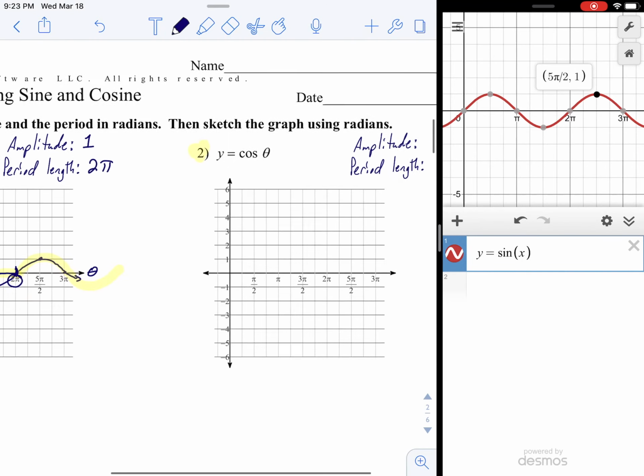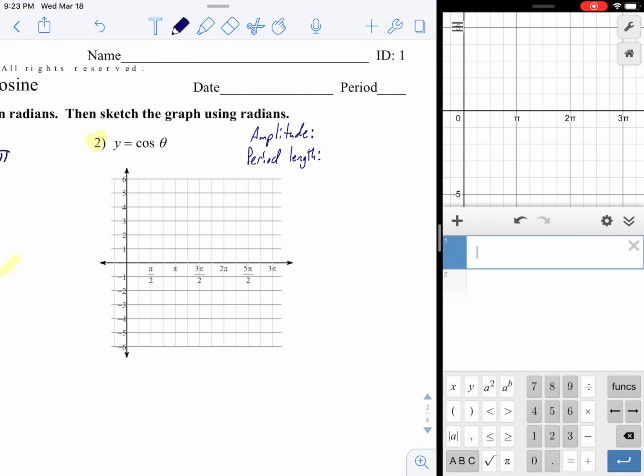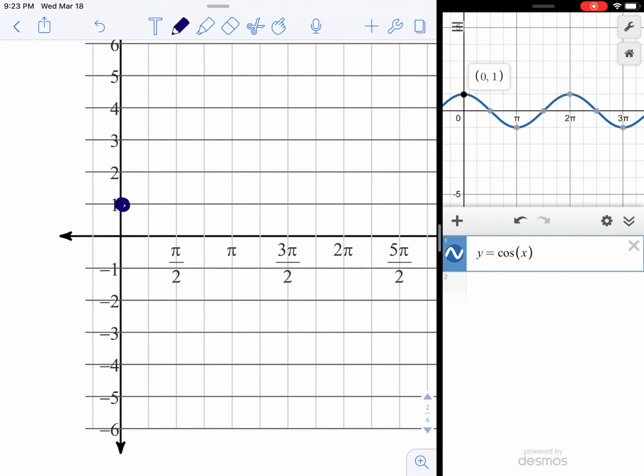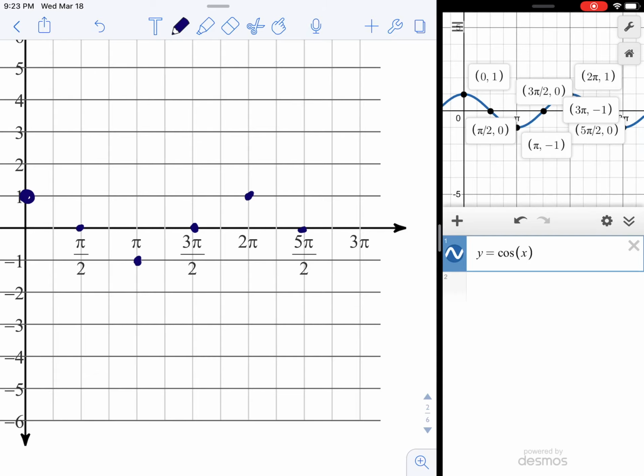Now let's go over and graph cosine. So delete this. Y equals cosine x. And again, you see a wave, but this time it doesn't go through the origin. It sort of starts up there at 0, 1. And then it goes through pi over 2, 0, pi, negative 1, 3 pi over 2, 0, 2 pi, 1, 5 pi over 2, 0, 3 pi, negative 1, and it just cycles over and over.